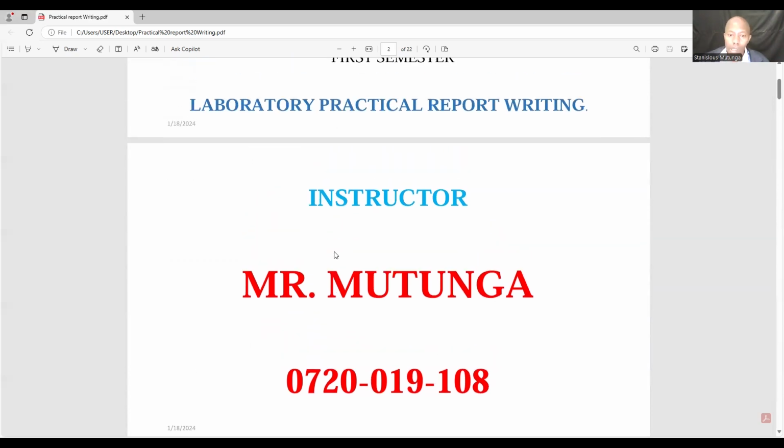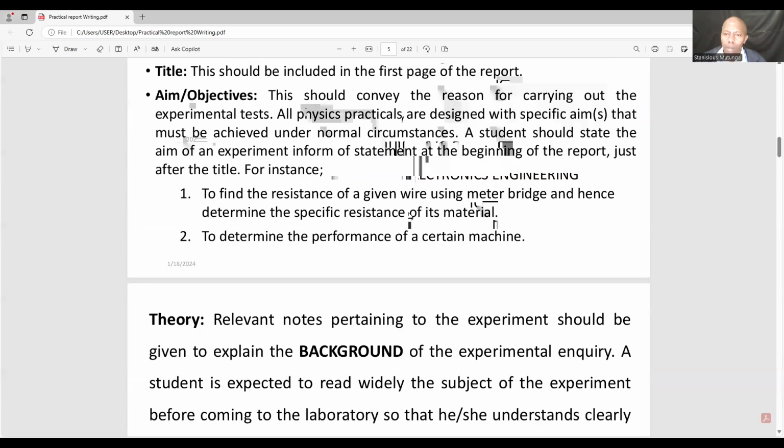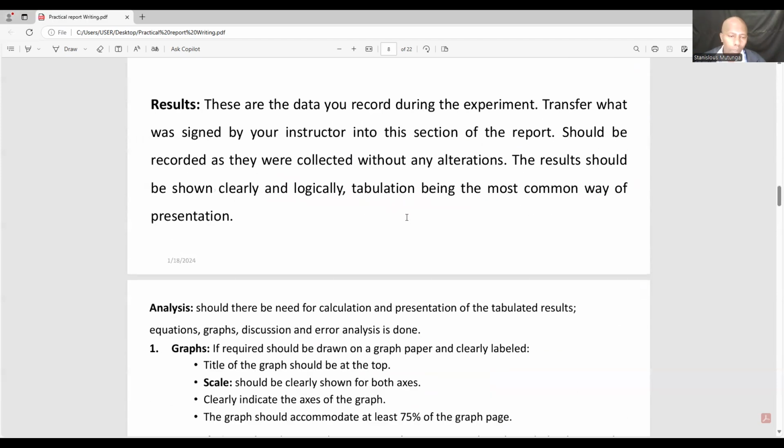You can reach me using that number, or you can get my number from your class rep. They can give you my number or the other instructor's number for you to utilize the remaining time before Tuesday next week, because I'll be collecting those reports on Tuesday next week. So be serious, try to understand what you are doing, and write a good report. All the best.